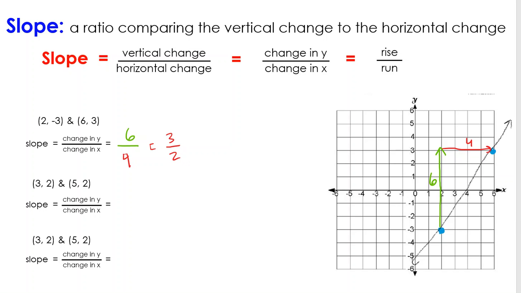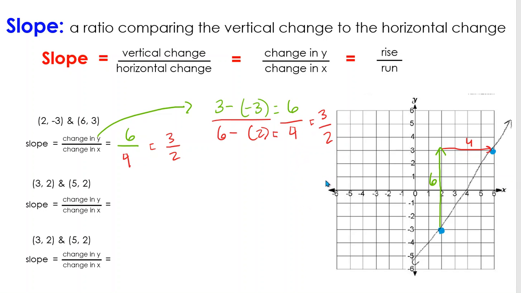When we talk about change, we're talking about what's different. So when I find these points, if I didn't have the graph to help me out, my change in y is going to be the difference between my 2 y coordinates. So I'm going to go with my second one because that's where we ended up, and I'm going to subtract my first one. And that's going to give me my change in y of 6 units. We can do the same thing in the denominator, so change in x. We ended up at 6, and we started at 2. And we get 4. So again, we get 6/4, which reduces to 3/2.